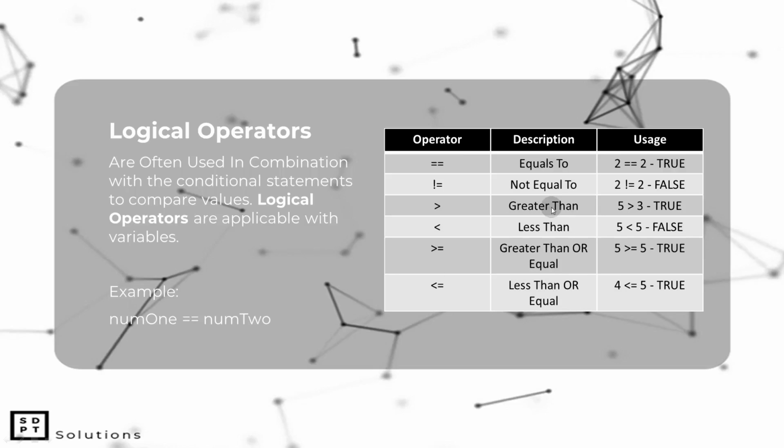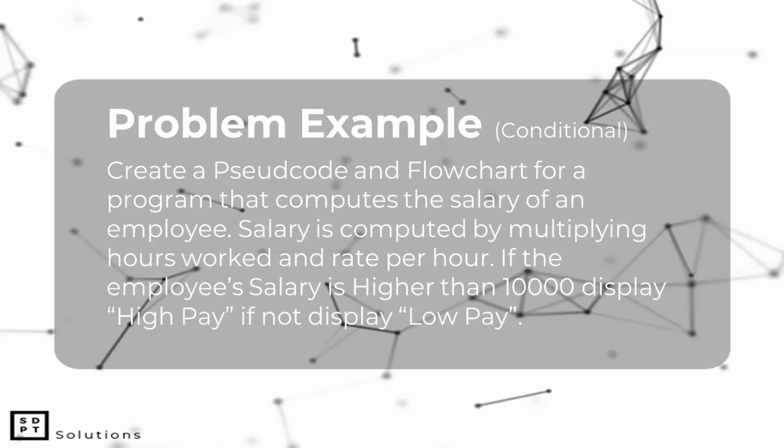Eto na nga. Para mas maintindihan natin, basahin natin yung next problem natin. Problem example for the conditional programming algorithm. Basahin nyo mabuti, analyze nyo mabuti, then itry nyo gawin yung pseudocode and flowchart. We will create a pseudocode and a flowchart for a program that computes the salary of an employee. Pareho na naman. Salary is computed by multiplying hours work and rate per hour.